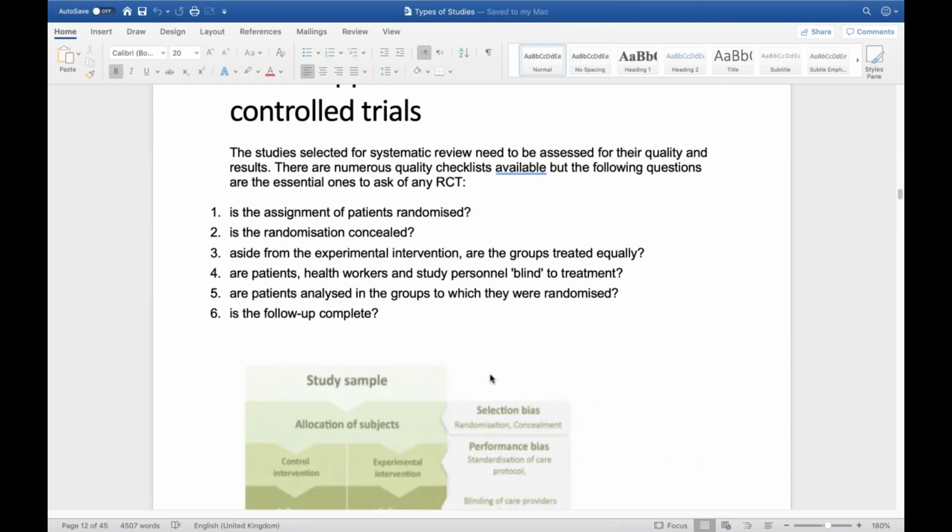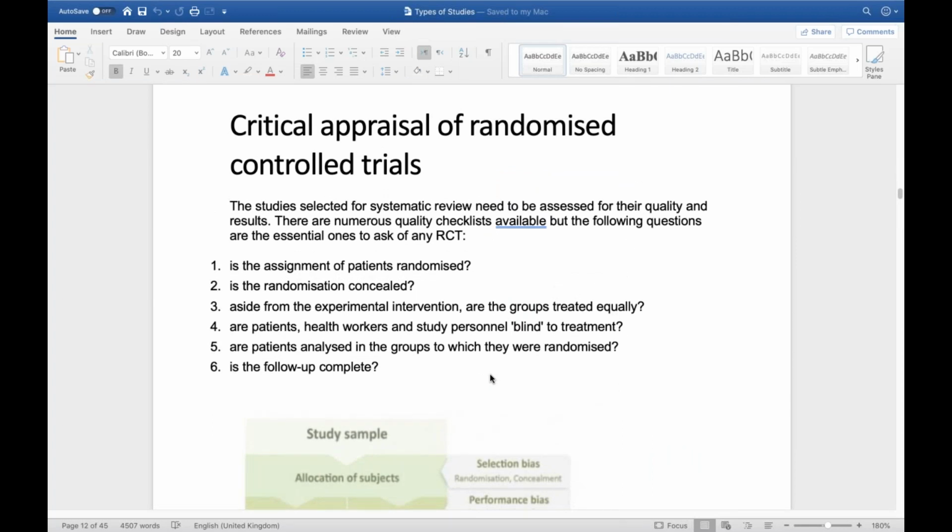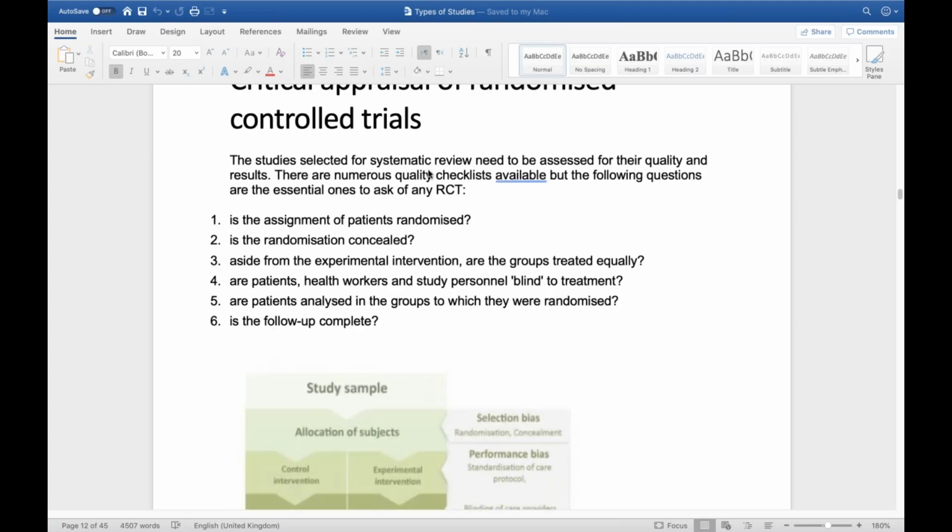Okay, so that's the other section, critically appraising randomized controlled trials. How to critically appraise a randomized controlled trial. I think we spoke about this briefly before. The studies selected for systematic review need to be assessed for their quality. There are numerous quality checks in randomized controlled trials. First thing, are these patients randomized, and how are they randomized? We spoke about this. Usually the randomization should be concealed.